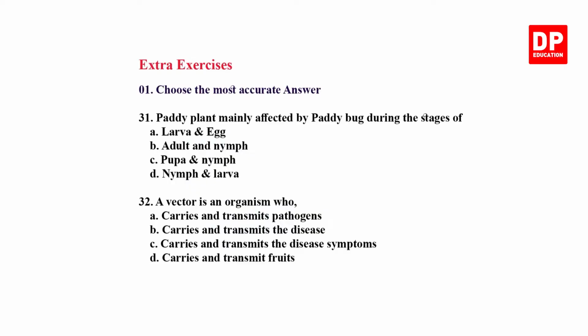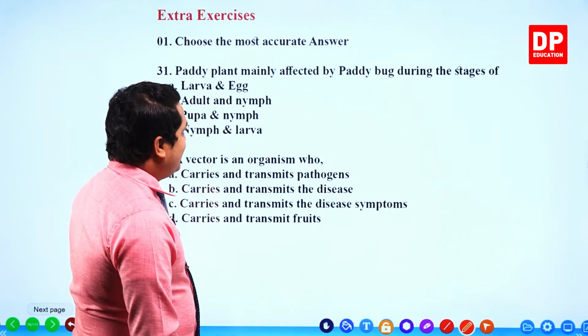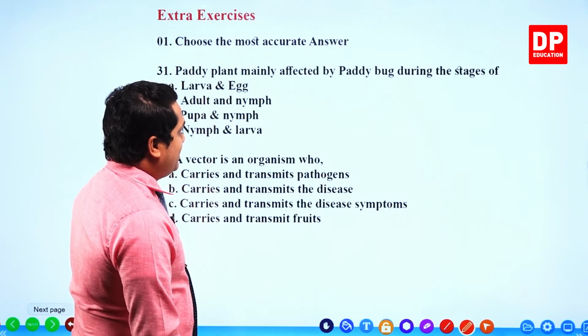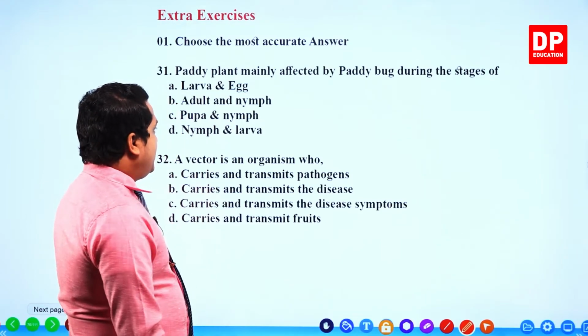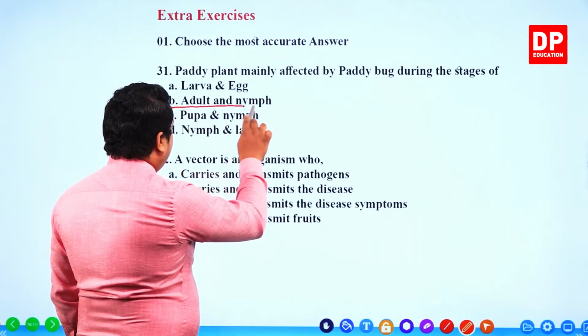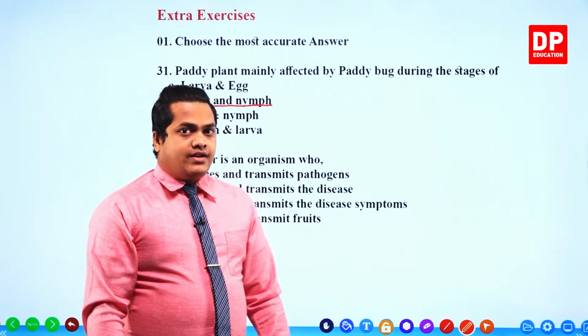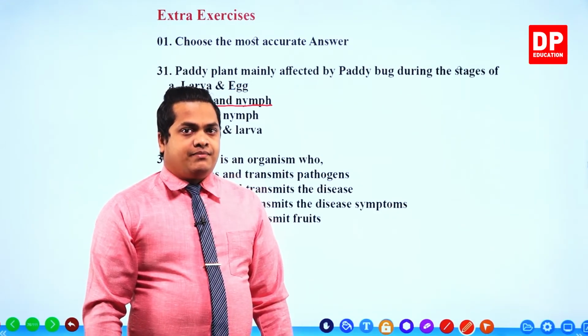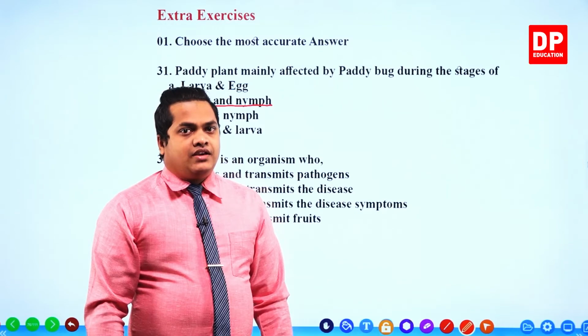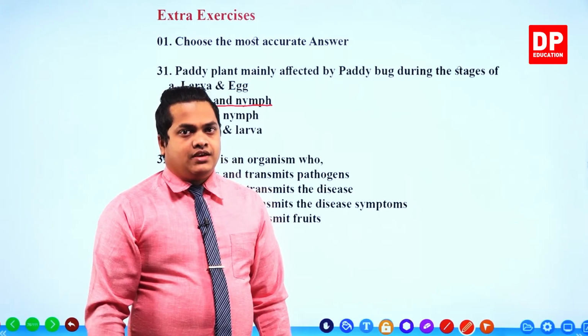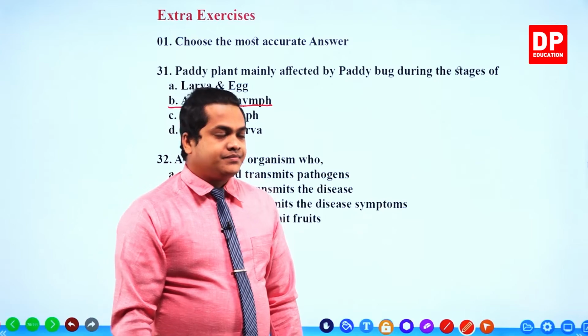Question number 31. Paddy plant mainly affected by paddy bug during the stages of larva and egg. Adult and nymph. Pupa and nymph. Nymph and larva. So paddy plant is mainly affected by paddy bug. So paddy bug is mainly affecting the paddy plant during the adult period and the nymphal stage. Right? At the nymphal stage and at the adult time period, this paddy bug heavily affects the growth of a paddy plant.